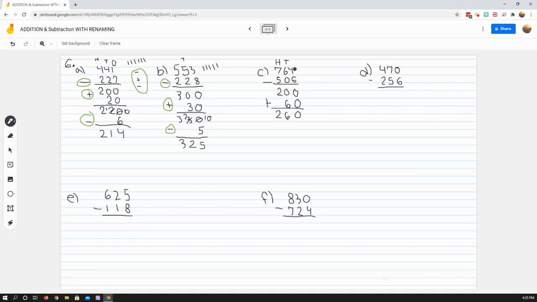And now I'm going to do the ones place. I'm going to subtract the digits that I have in my ones place. So I have 4 and I have to take away 6. How much do I need? I'm 4. How much do I need in order to get to 6? Let's see. 4, 5, 6. I'm going to need 2 more digits in order to get to 6.